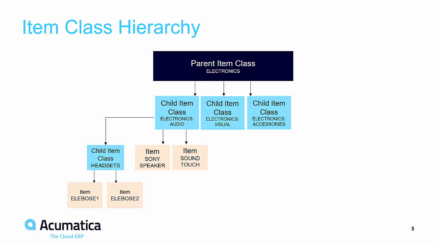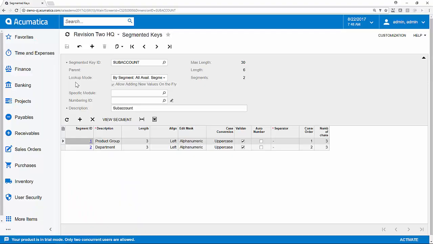In our demo, we will see how this configuration of an item class hierarchy results in efficiencies for our sample organization. On the segmented key screen, we have added the ability to filter by lookup mode. For my subaccount ID, when I select the lookup mode by segmented key, that means when a user enters a subaccount in any document, it can be entered through the lookup as a complete value, not a segmented value. If I use the lookup mode by segment, all available segment values, that means that the user can enter the subaccount segment by segment with no lookup available to them.